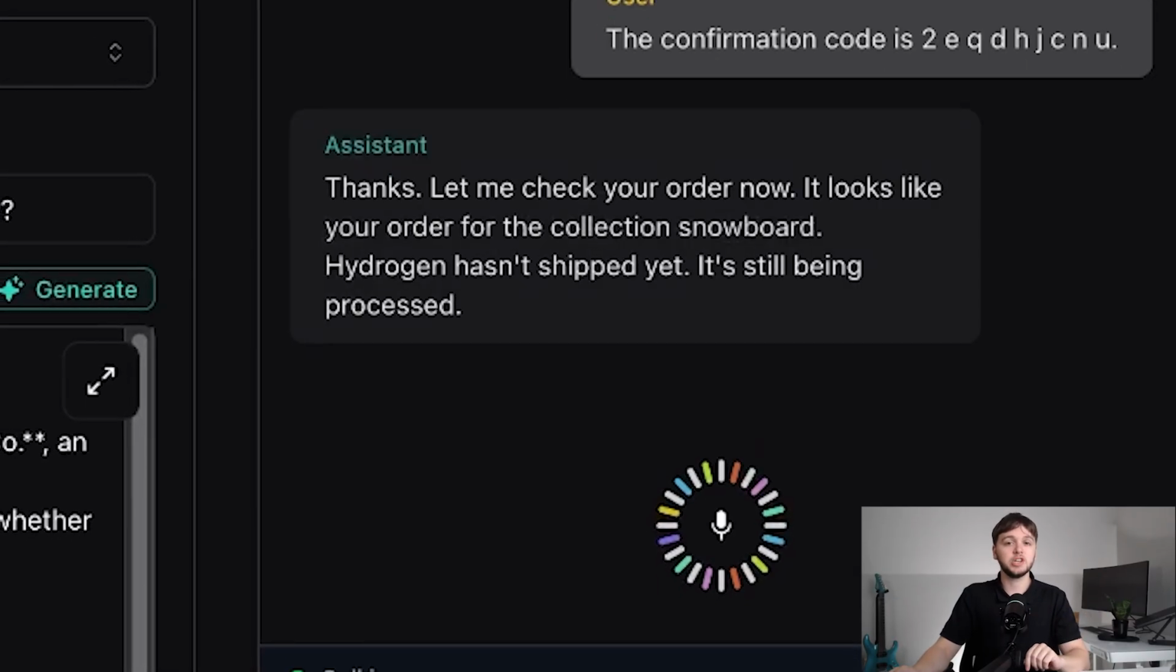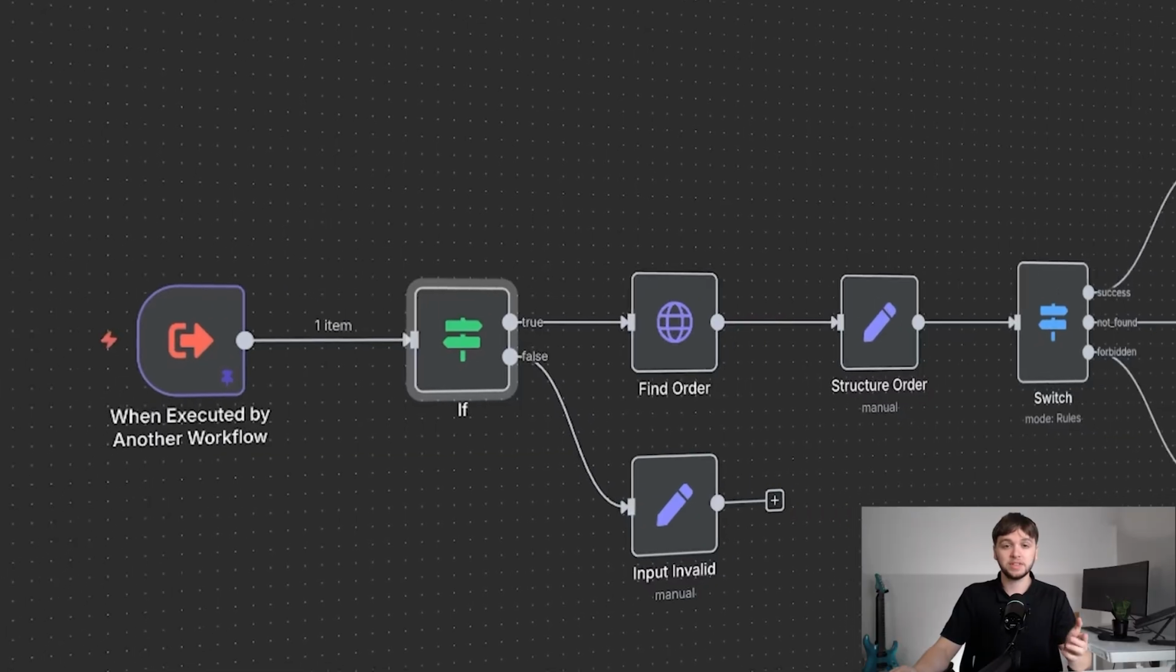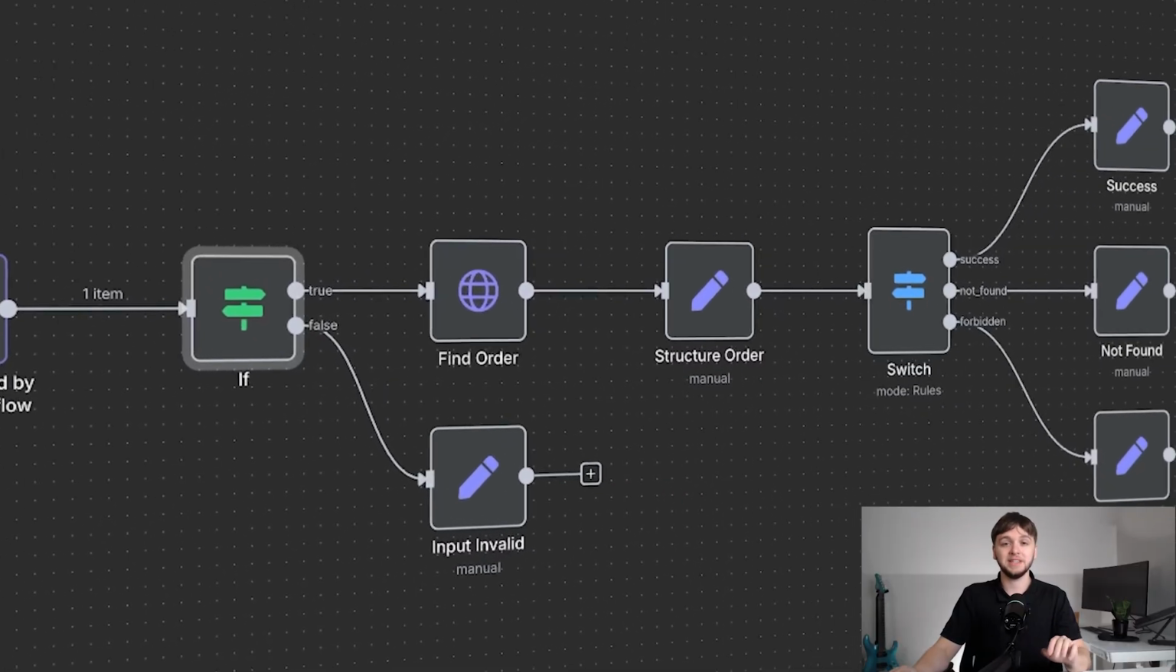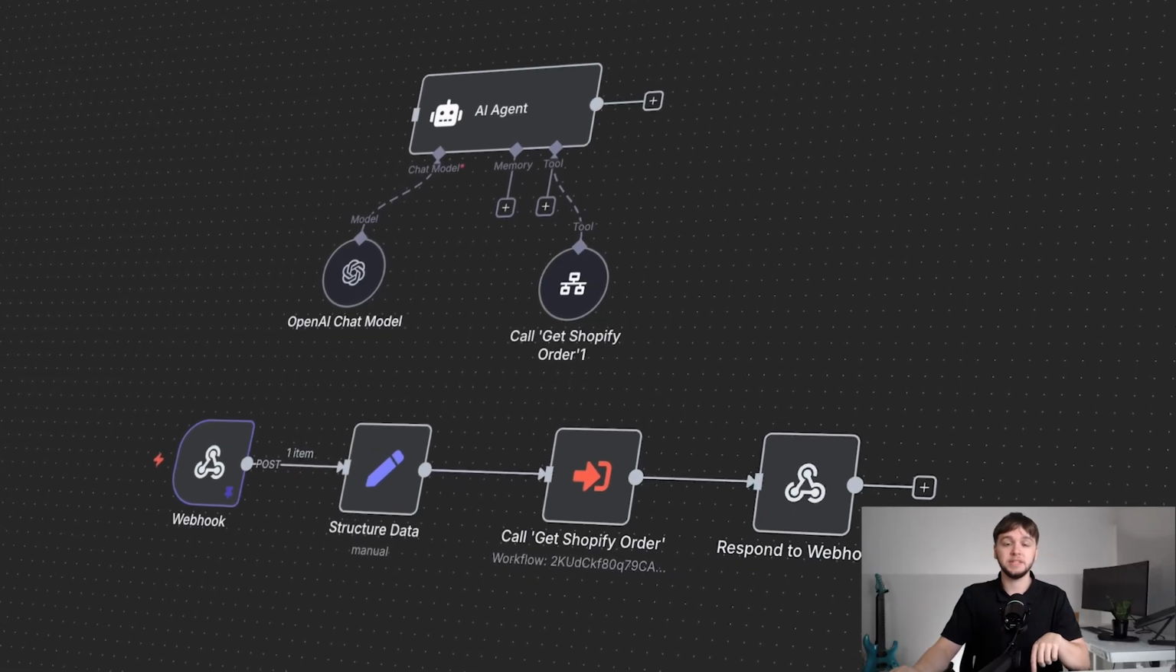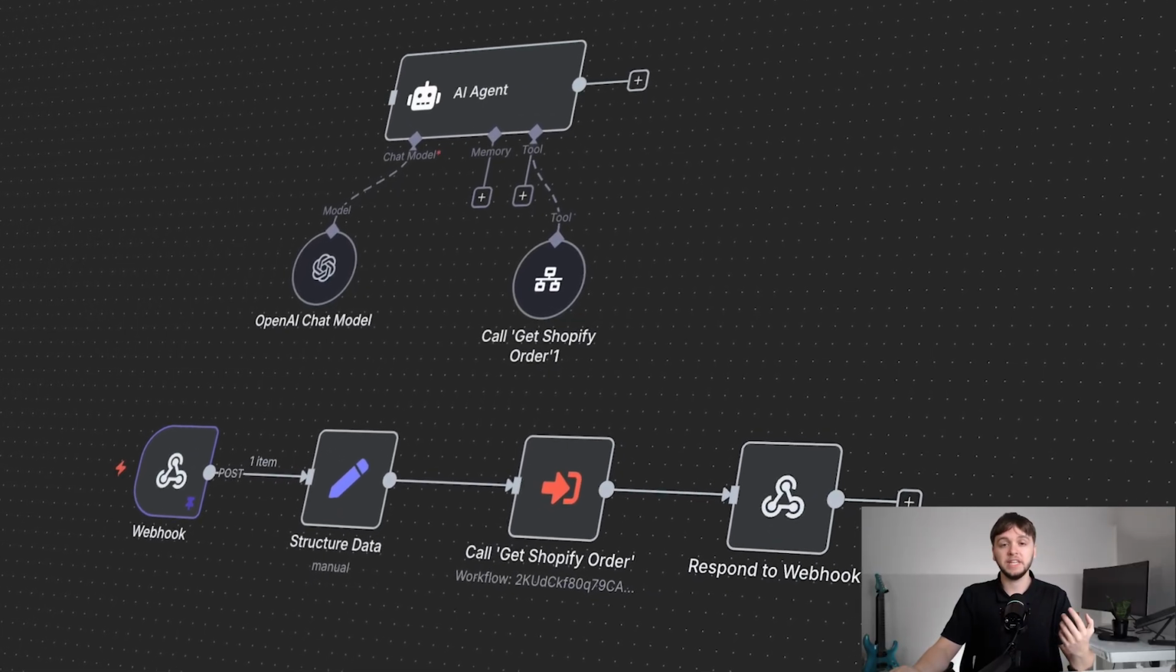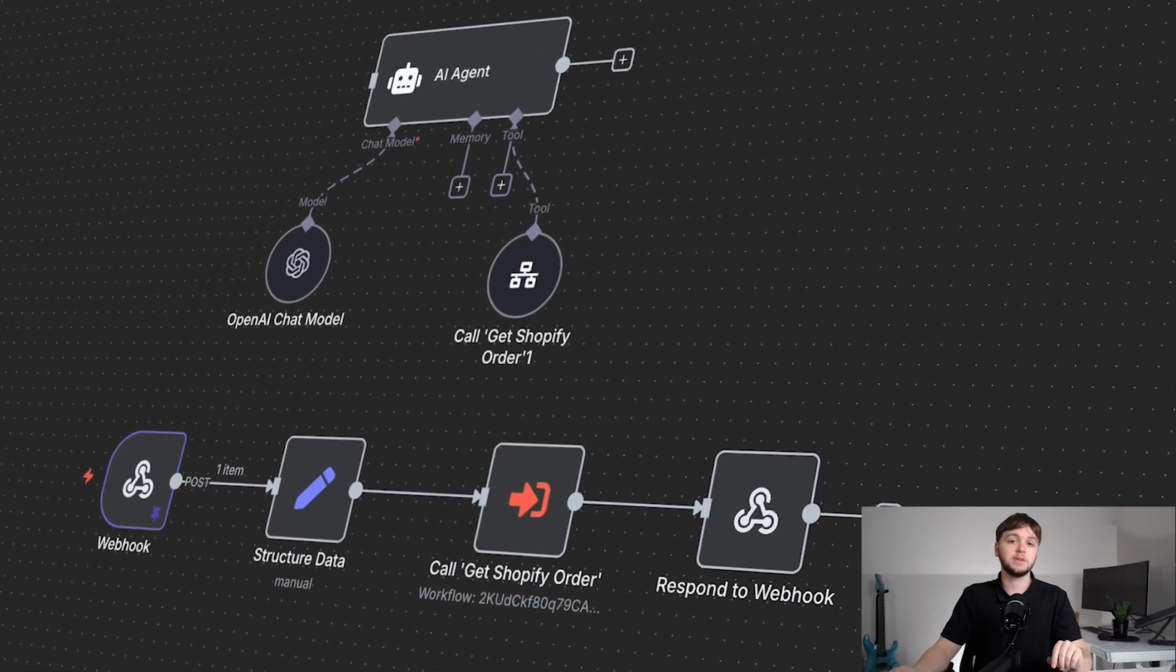In this video, I'll show you exactly how to build this step by step with no code using n8n and Vapi. We'll also structure it so the logic is reusable, meaning you can plug the same system into chat widgets, SMS agents, or even email automations. But first, here's what it looks like in action.